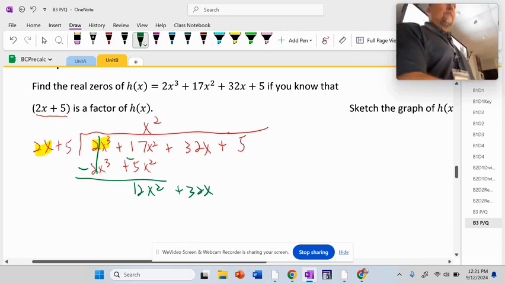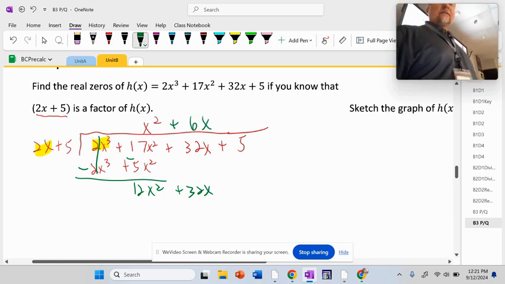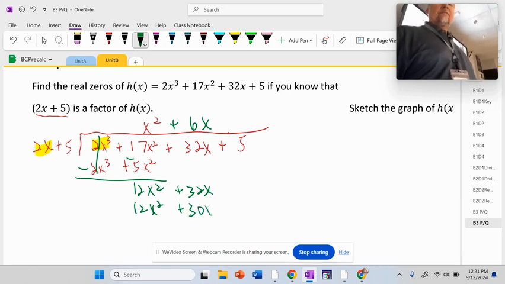Long division is not hard. It just takes care and takes steps. Some students aren't willing to do that. 6x, those are the ones that fail. 12x squared, and then 6 times 5 is 30x. Fail.